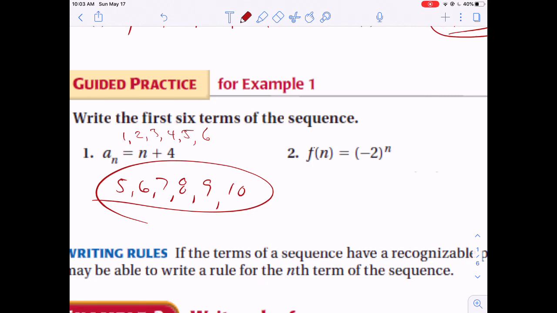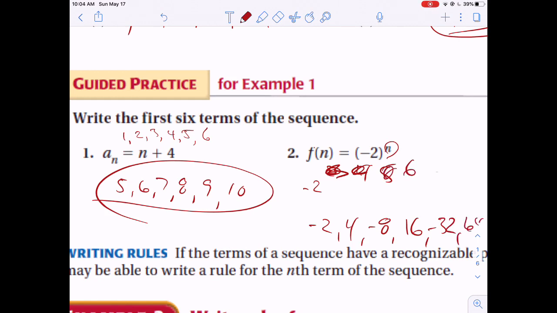For number 2 here, put the numbers up here in the n. So negative 2 to the 1 power, the first number is going to be negative 2. You put a 2 there, it's going to be positive 4. You put a 3 there, it's going to be negative 8. You put a 4 there, it's going to be a positive 16. You put a 5 there, it's going to be a negative 32. You put a 6 there, it's going to be 64. So there's that list. Are you seeing how these go, folks?